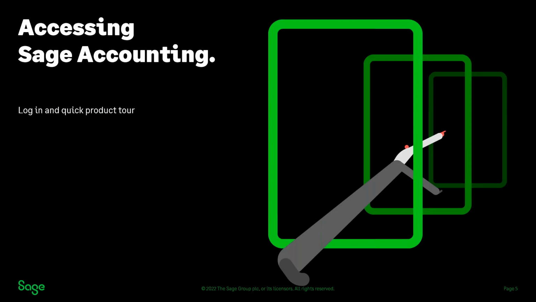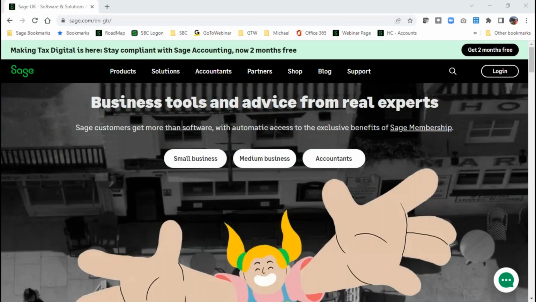As I say, we're going to start with the very basics, logging in and a quick product tour. So I'll share my screen at that point. Just before I log in, I think it's worth mentioning that Sage Business Cloud is what you would term native cloud, so fully in the cloud, fully accessed online. There's nothing for you to download and nothing for you to install. Literally, you go along to our website, sage.com, and you'll have a login option.